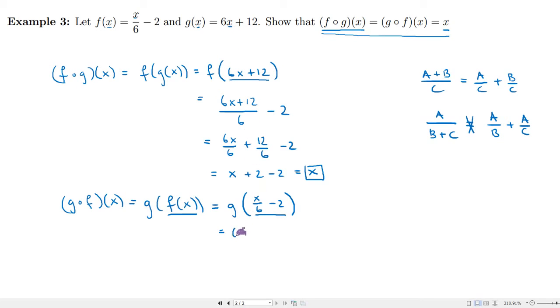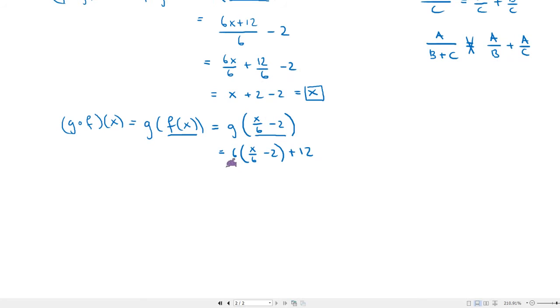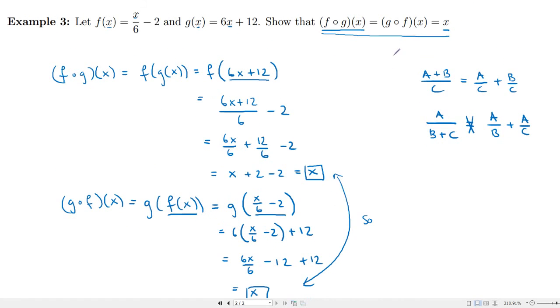So we'll do 6 times the input, x over 6 minus 2, and we have to add 12. Okay, so now let's simplify this. So distributing in the 6, we get 6x over 6 minus 12 plus 12. So the 12's cancel and the 6 is reduced, and so we get x. So indeed, these are all equal, right? So together, so this is true, right? This is also equal to x, so all three of those are equal, right?